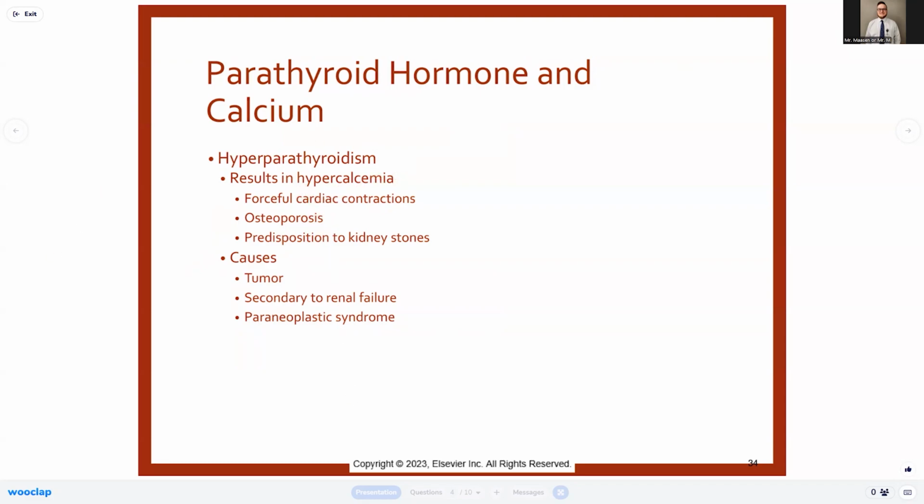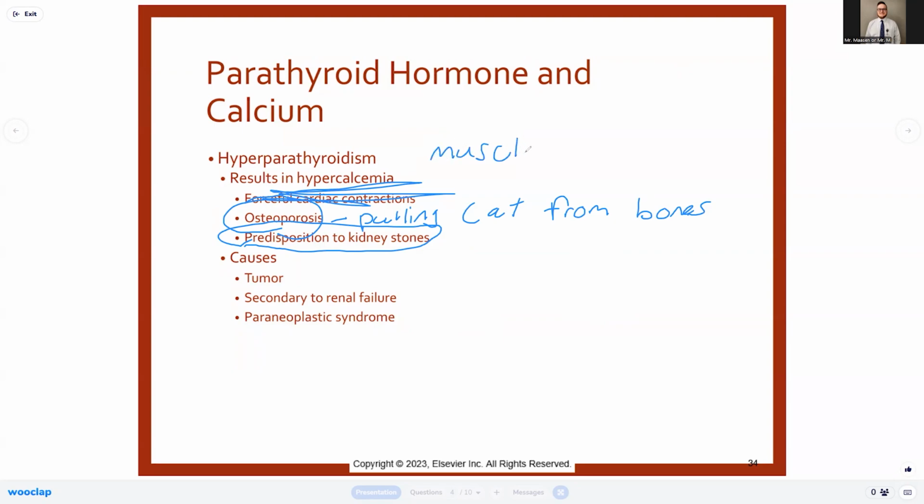So hypercalcemia could lead to kidney stone formation, osteoporosis, because PTH pulls calcium from the bones to utilize. So pulling calcium from bones. And then generally, if there's too much calcium in the blood, we're going to have muscle weakness, not tetany or spasms, but muscle weakness, flaccid muscles.